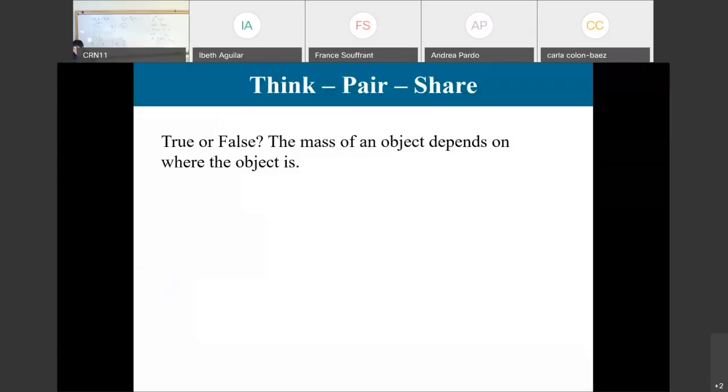What's the answer for the question that you have in front of you? The mass of an object depends on where the object is. True or false? False. The mass doesn't depend on where it is. The weight, yeah, the weight depends on where the object is located. All right, be careful.